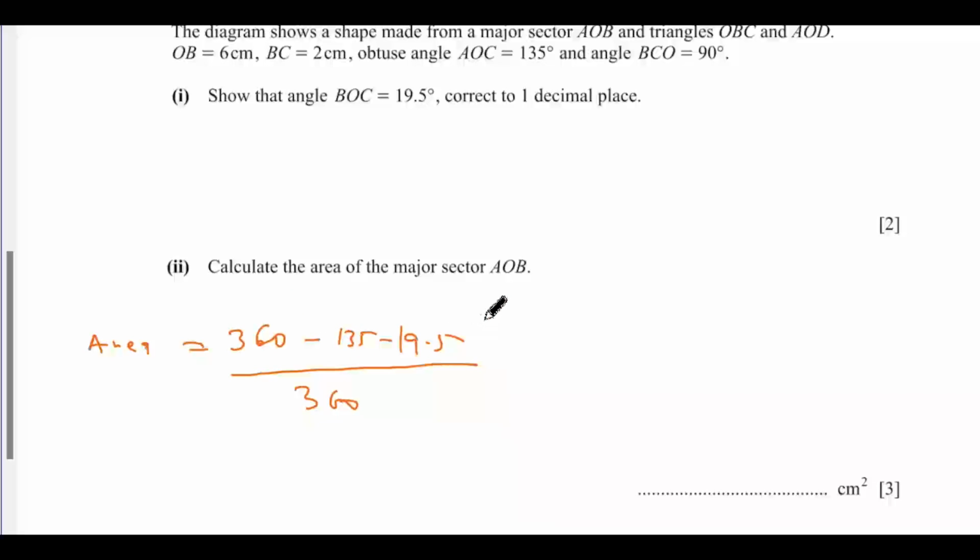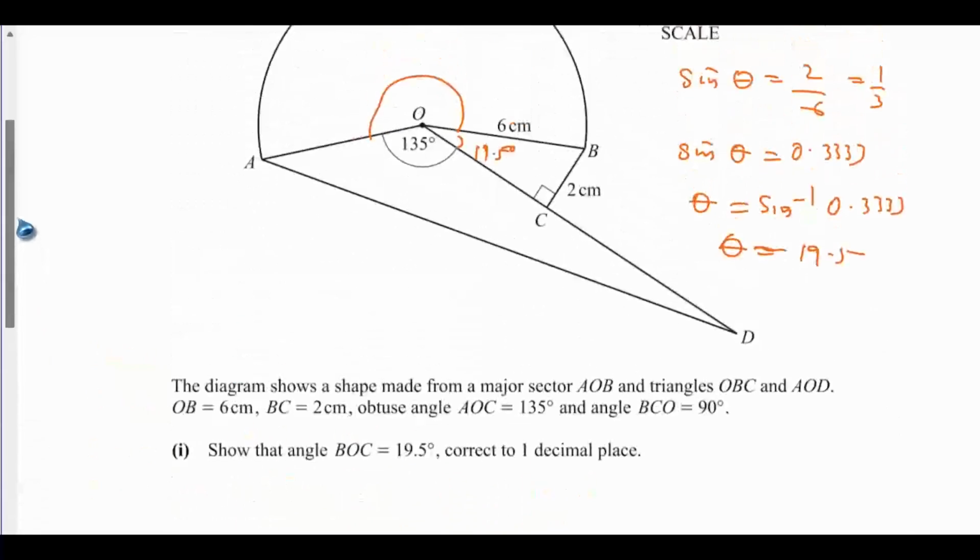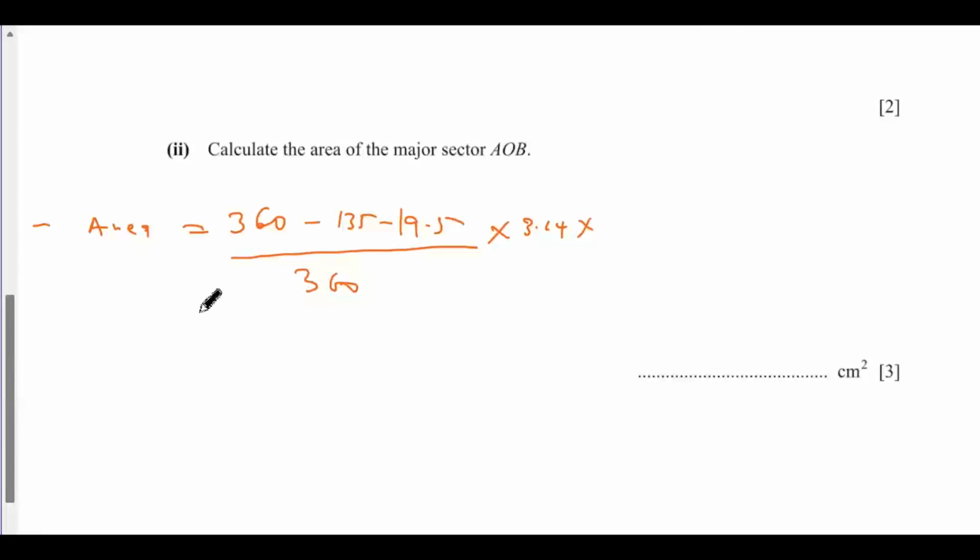Then times pi r squared, times 3.14 times the radius. Let's roll up, the radius is 6 centimeters. Yes, it's 6 centimeters, so that's 6 squared. You can input this into your calculator, or better still, you can have 205.5 over 360, then times 3.14 times 36.